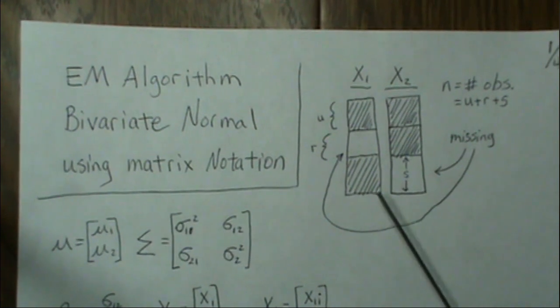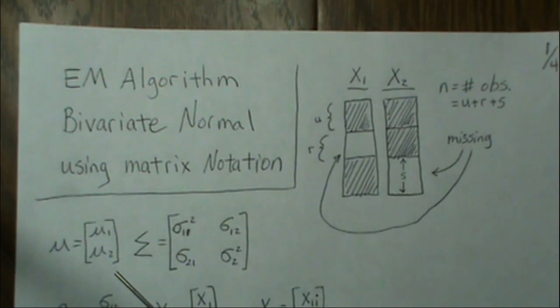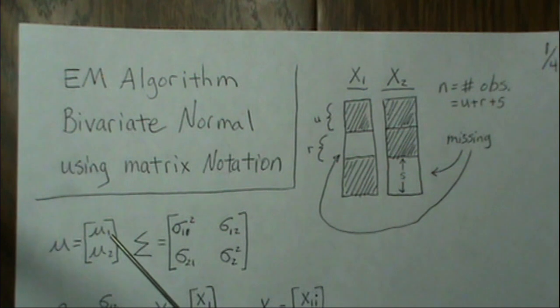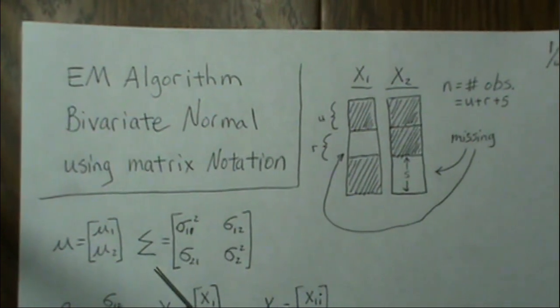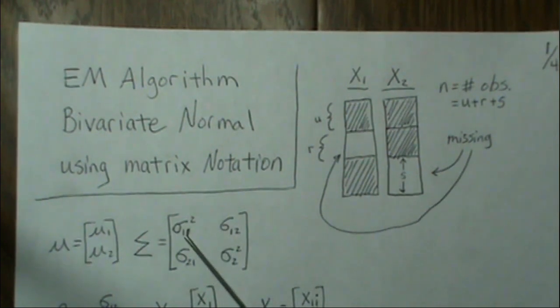What we're going to try to do is use the EM algorithm to estimate the parameters of a bivariate normal. Here's the mean vector, which has two components, mu1, mu2. Here's the covariance matrix, which has four components. This is sigma 1 squared, the variance of the first component, sigma 2 squared, the variance of the second component, and sigma 1,2 is the covariance between the two.